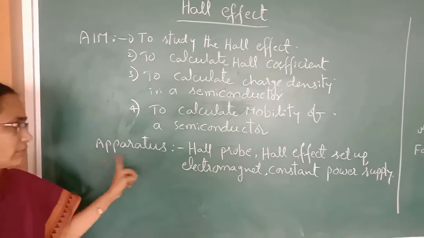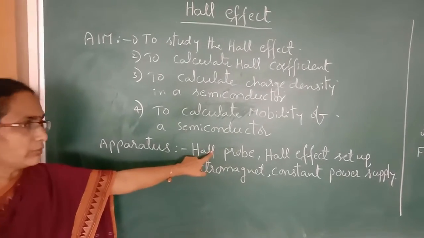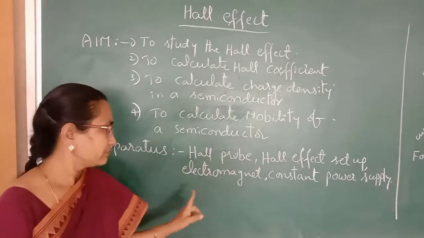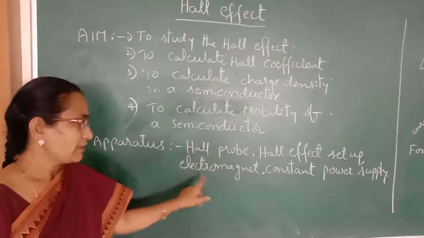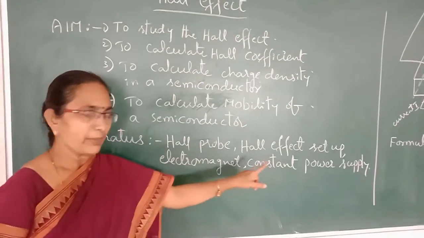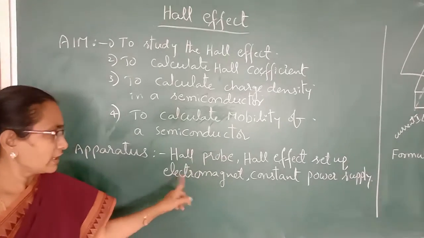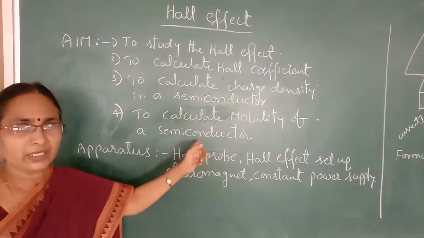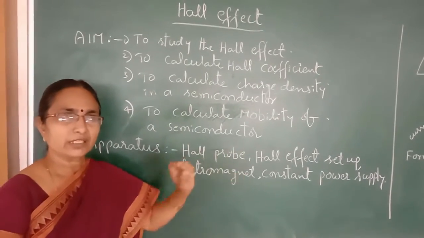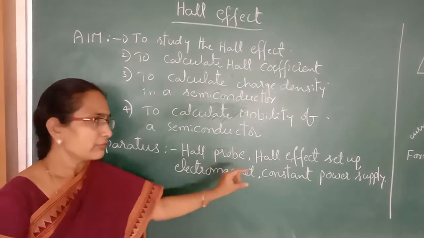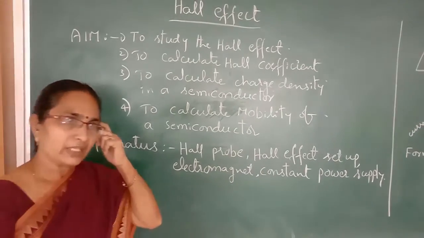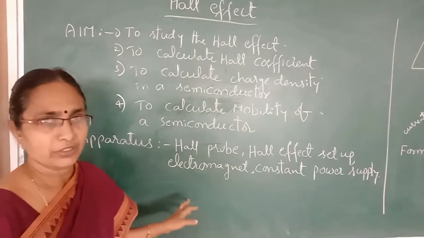The apparatus that we use is the Hall probe, the Hall effect setup, which I will be showing you in the laboratory, an electromagnet, and a constant power supply. A constant power supply will be there separately for the electromagnet and for the semiconductor. The electromagnet requires high current, whereas in the semiconductor you cannot pass that much current. You have to pass a very tiny current, in milliamperes, and the voltage developed will be in millivolts.